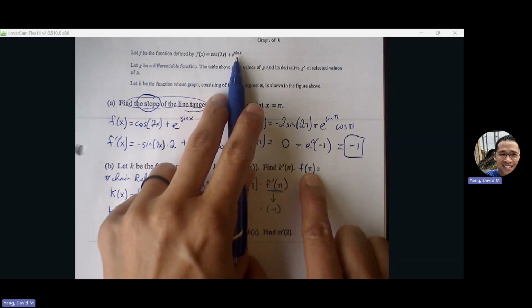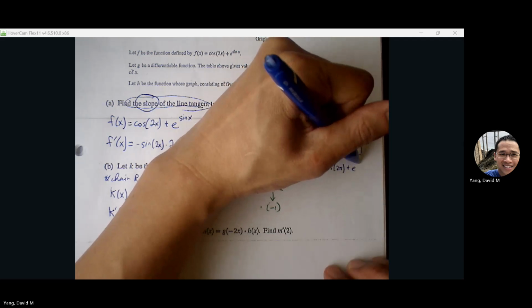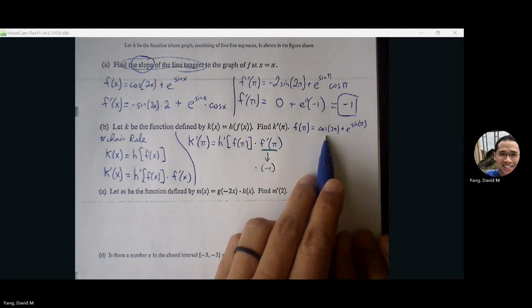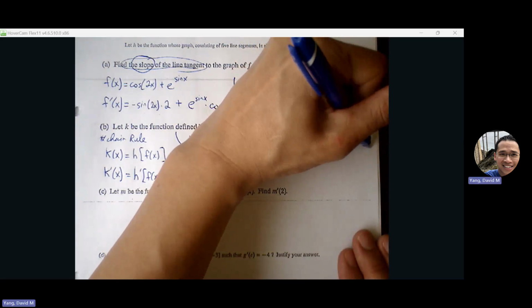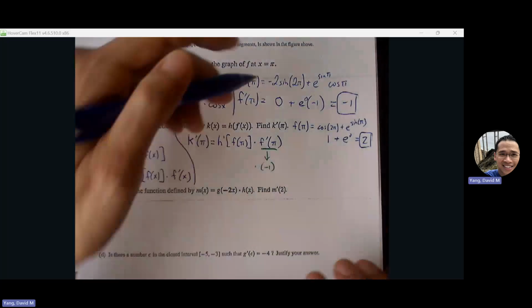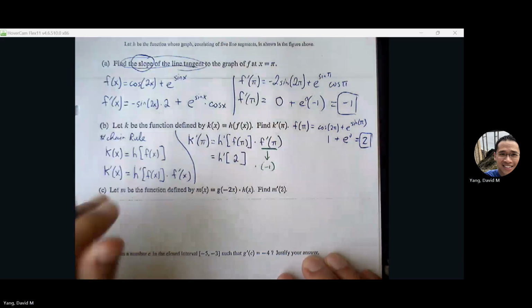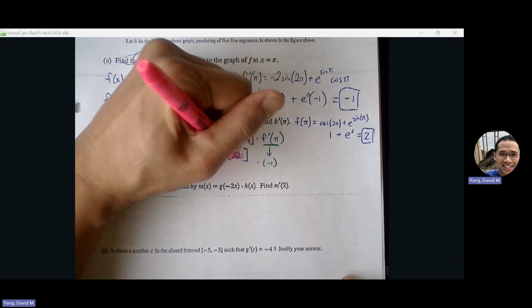So cosine of 2 pi plus e to the sine of pi. Cosine of 2 pi is the same thing as cosine of 0, which is 1. Okay. E to the sine pi: sine pi is 0, so e to the 0 is 1. So 1 plus 1 is 2. So now that I have f of pi, we still have a little bit more to do, but at least we have this piece covered.